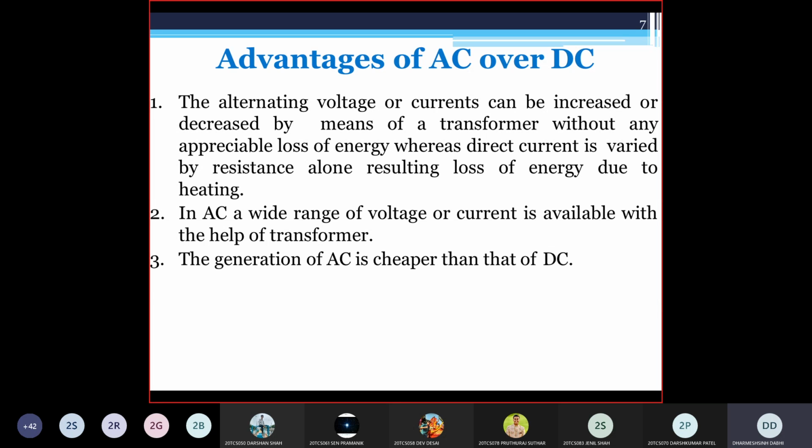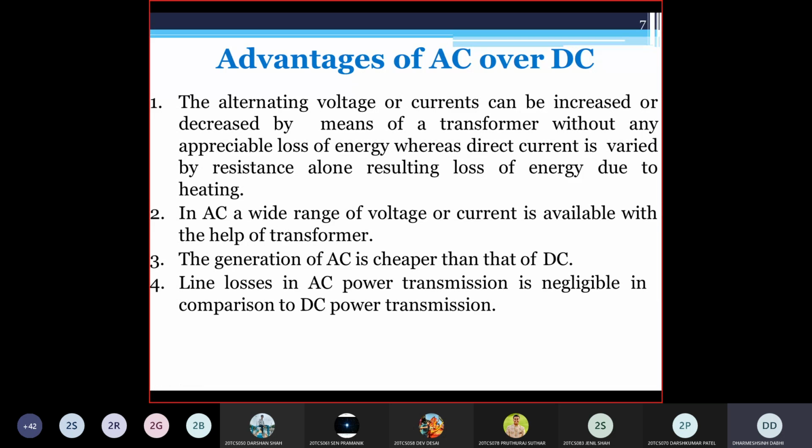And third one is the generation of the AC is very simple and cheaper as compared to the DC generator. The DC generator produces the DC power, but if you see from the economical point of view, the DC generator is more costlier than the AC generator. So that is another advantage of using the AC over the DC.